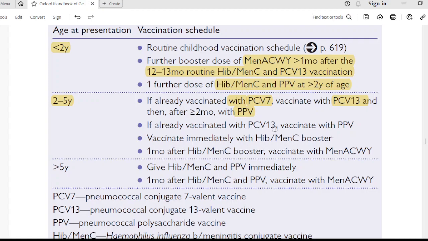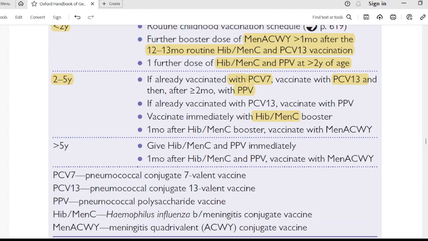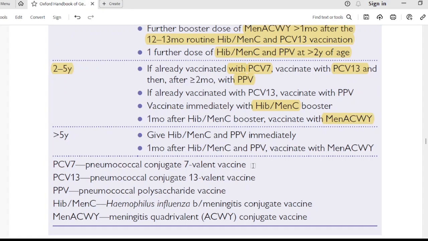If already vaccinated with PCV 13, vaccinate with PPV. Vaccinate immediately with Hib and Men-C booster, that is the Haemophilus influenzae and meningitis C conjugate vaccine booster. 1 month after the Hib and Men-C booster, vaccinate with MenACWY. More than 5 years of age.